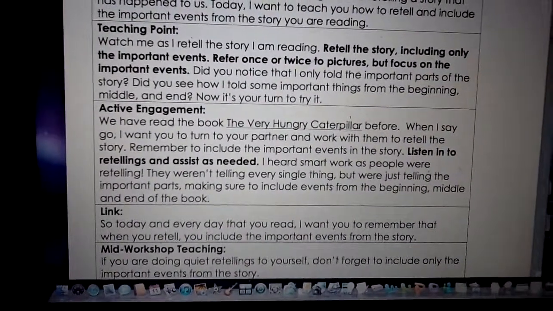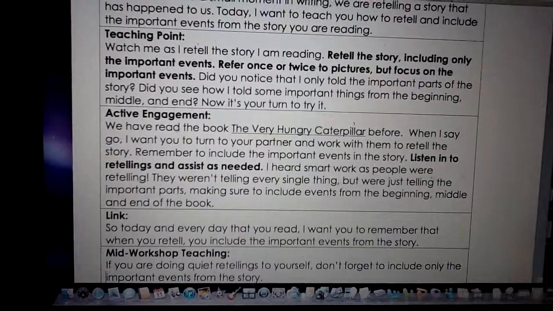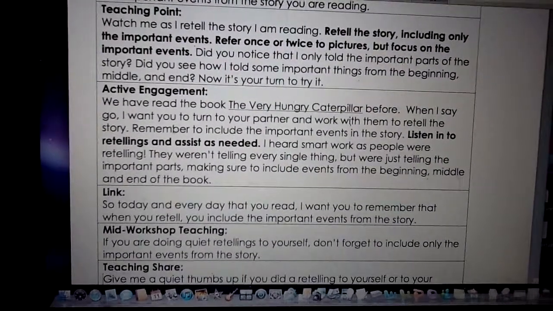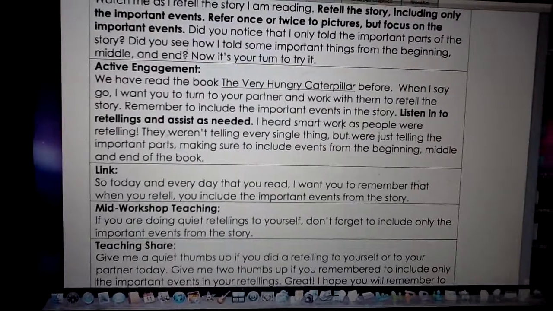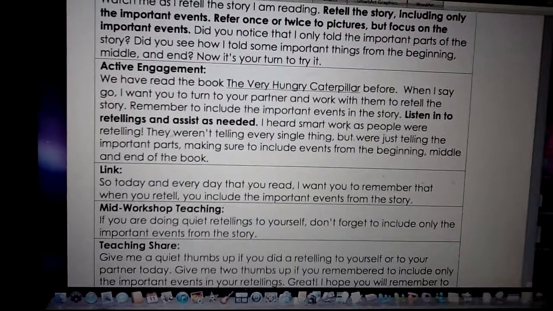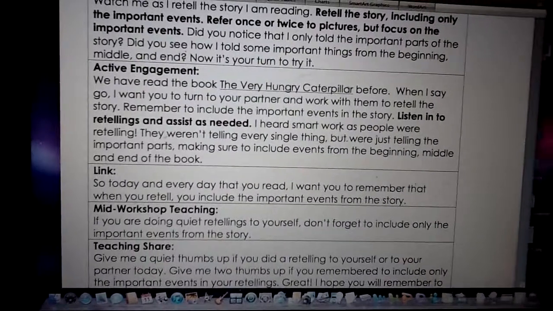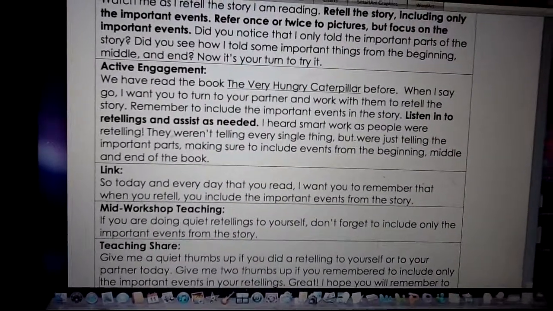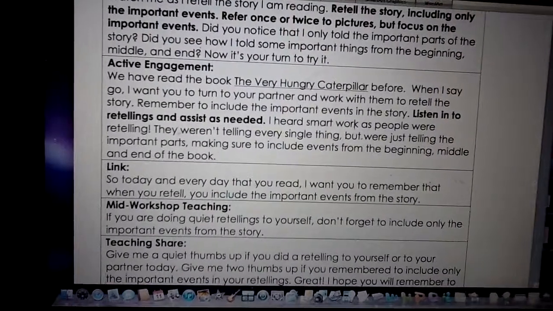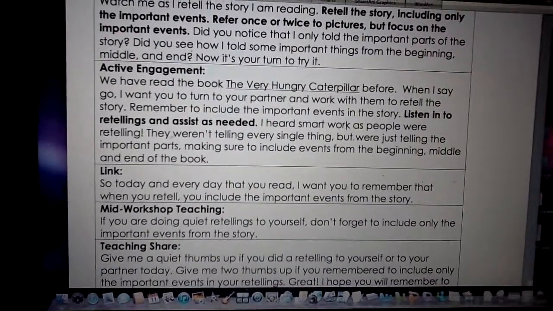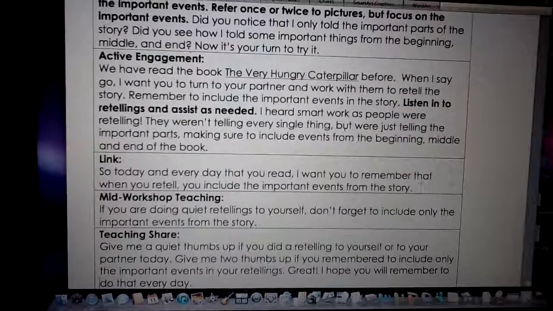So as the students are retelling to one another, I'm going to be listening in to the retellings and assisting as needed with any corrections or needing to help any students. Then I'm going to gather them back to their seats and say, I heard smart work as people were retelling. They weren't telling every single thing, but were just telling the important parts, making sure to include events from the beginning, middle, and end of the book.